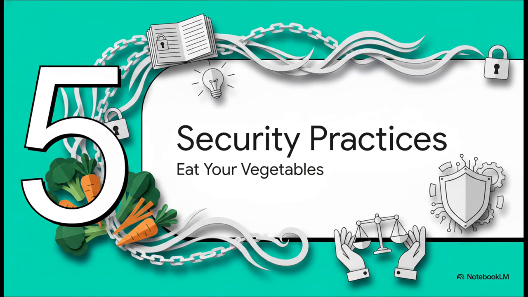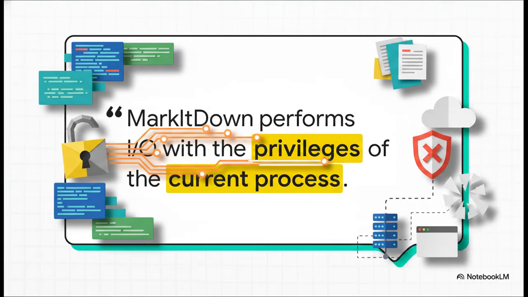Section 5. Security Best Practices. All right, time to eat your vegetables. We need to pivot to a serious, absolutely crucial pro tip regarding power and responsibility. Pay very close attention to the privilege model here. MarkItDown performs I/O with the privileges of the current process. This means the tool acts exactly like calling open or requests.get in Python. It will access any resource that your underlying process is allowed to access.